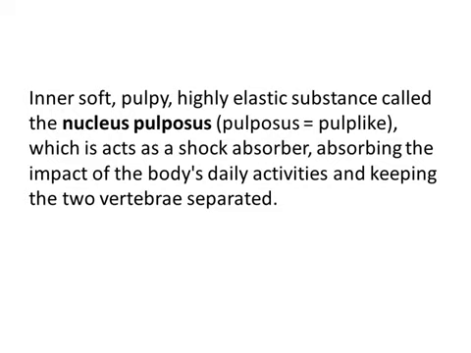Pulposus سميت بهذا الاسم حسب شكلها، لأن شكل المركز يكون كروي يسمح بتقليل الضغط على الفقرات أثناء الحركة، which acts as a shock absorber absorbing the impact of the body's daily activity and keeping the two vertebrae separated. وهذا التركيب له ميزة بأنه يسمح بحركة الجسم أثناء الفعاليات اليومية، ويحافظ على الفقرات مفصولة عن بعضها البعض.